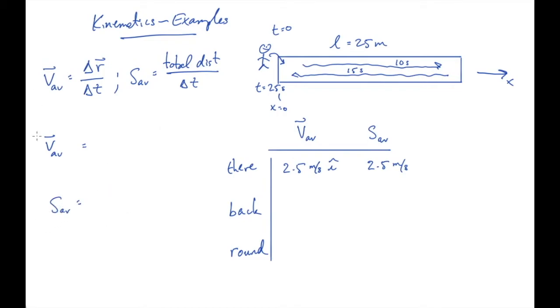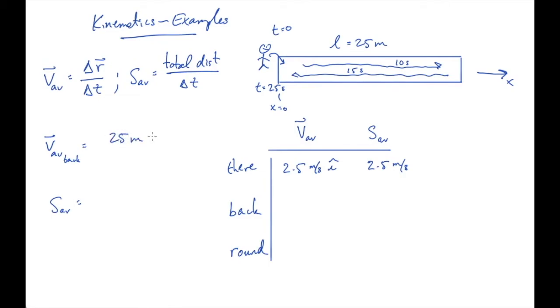And do it for the trip back. Okay? Now this says average velocity is the displacement divided by the time. So what is the displacement? Well, we started here and we swam 25 meters back this way.